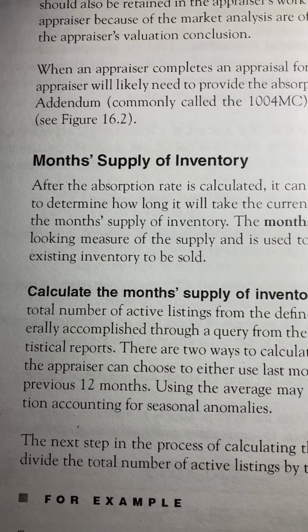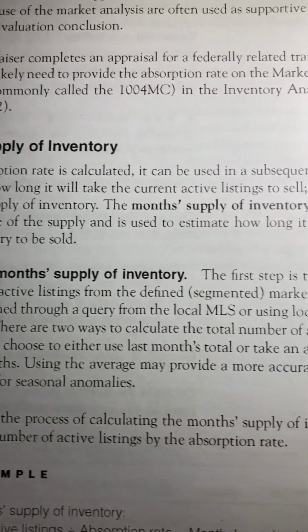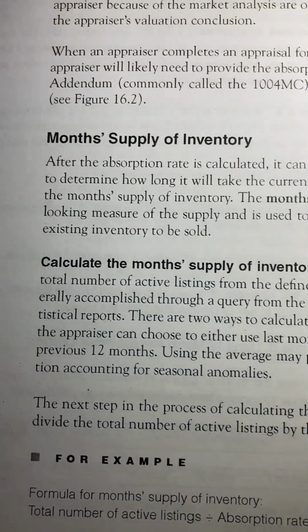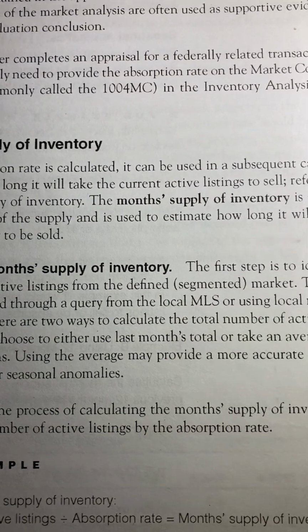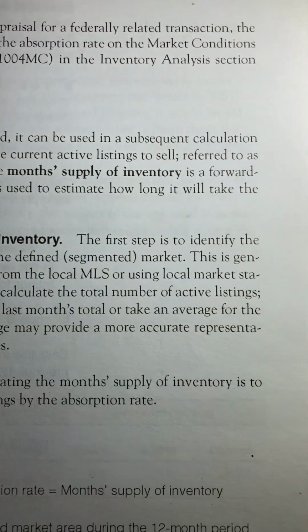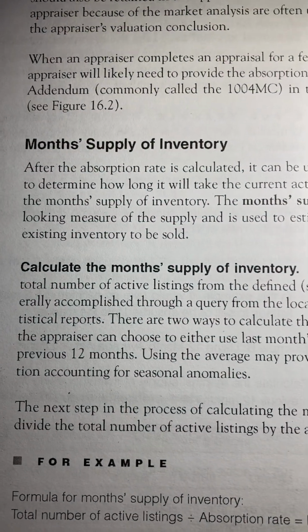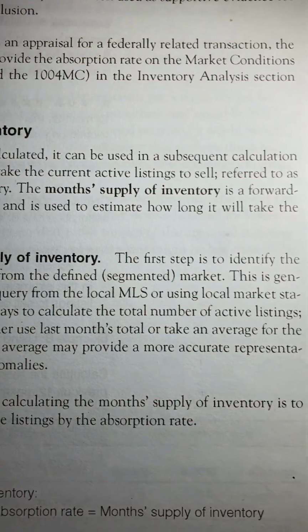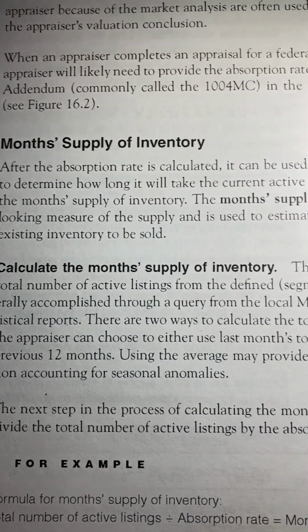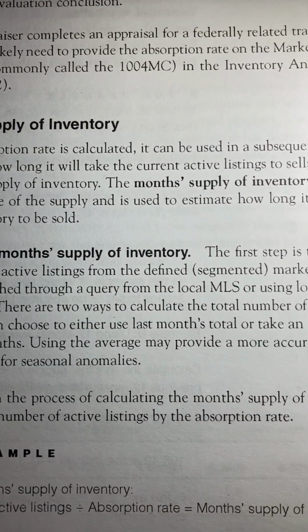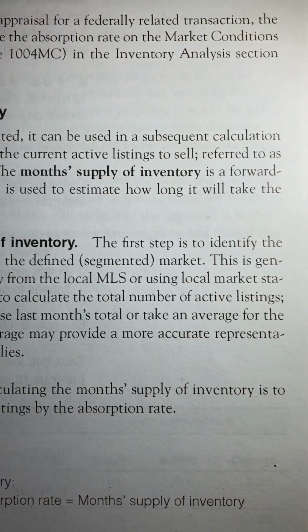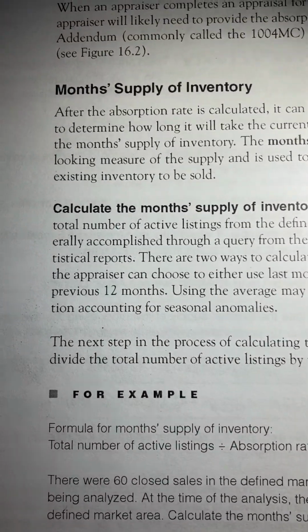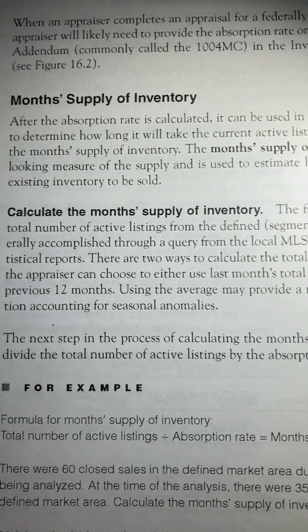Months supply of inventory. After the absorption rate is calculated, it can be used in a subsequent calculation to determine how long it will take the current active listings to sell, referred to as the month's supply of inventory. The month's supply of inventory is a forward-looking measure of the supply and is used to estimate how long it will take the existing inventory to be sold. Calculate the month's supply of inventory.